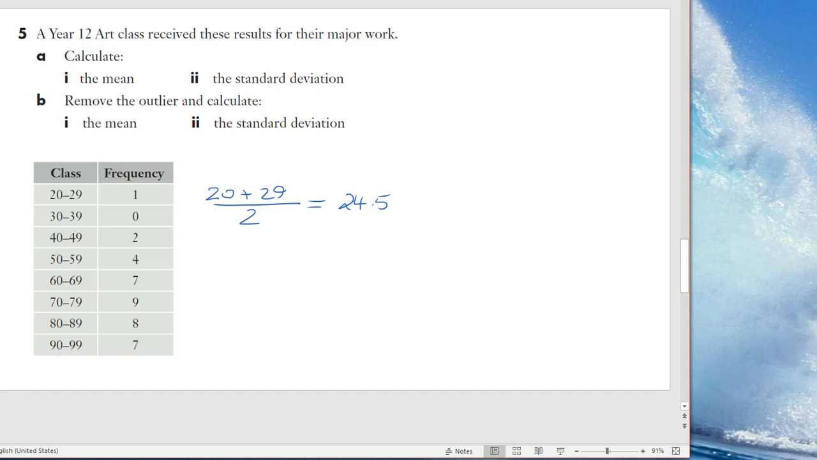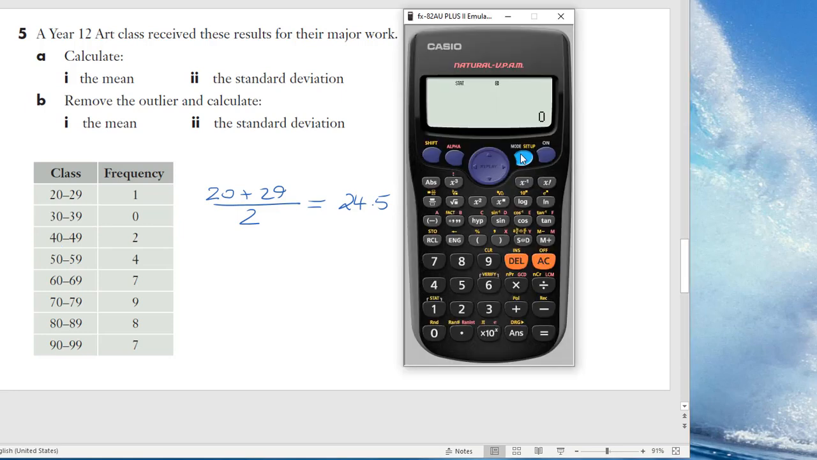So if we bring up the Casio calculator now, go into our stats mode, enter your class centers in, back up to the top and go across and enter in your frequencies. Now just remember, 30 to 39 had a frequency of 0. It still must be entered in.